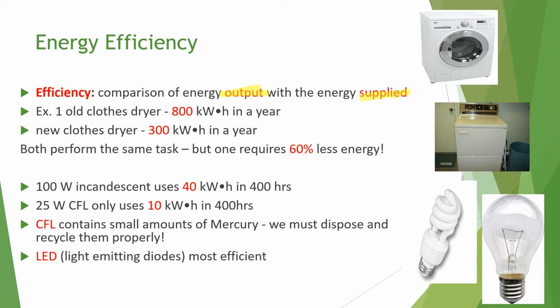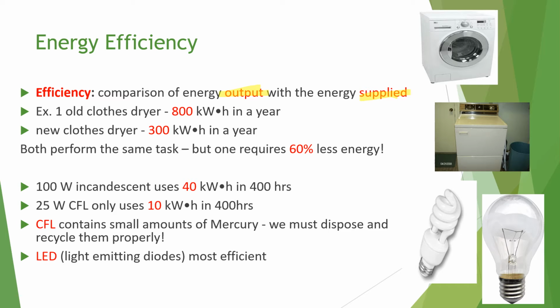The old clothes dryer needs a lot more energy supplied versus how much it actually puts out, whereas the new clothes dryer, however much it requires just to work, is going to be approximately the same amount that it puts out to perform the task. Okay, so the new clothes dryer is going to be more efficient. It's not going to have much waste energy, whereas the old clothes dryer is less efficient and it's going to have more waste energy.